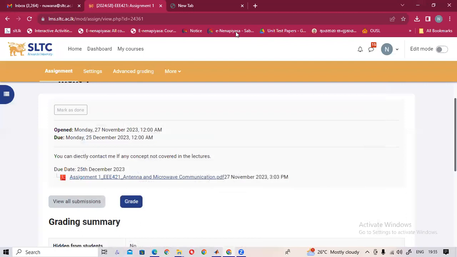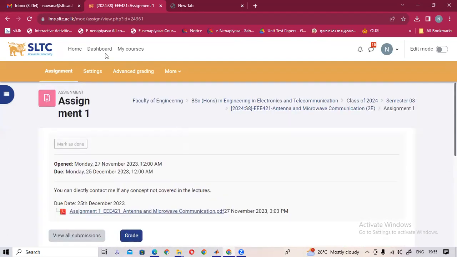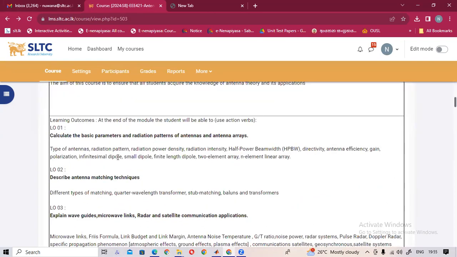Now I think we have almost covered LO1, learning outcome one. Actually some more parameters also we have learned. In LO1, we have to learn the types of antenna, which we have already discussed, and radiation pattern, radiation power density, radiation intensity. We have covered these parameters, and the infinitesimal dipole we have discussed.